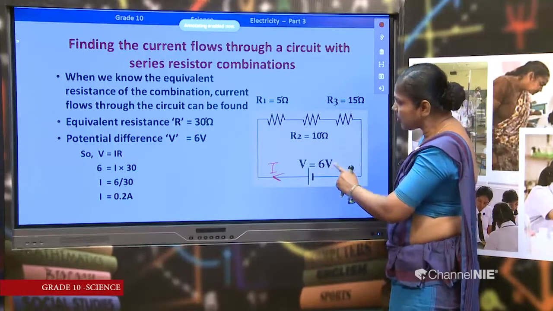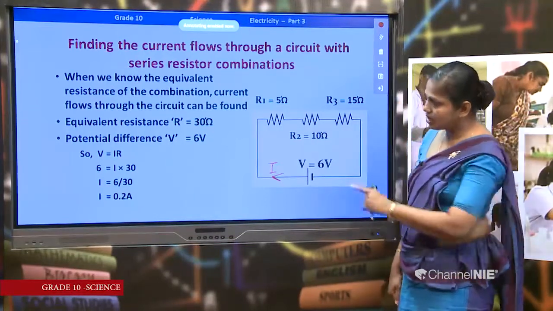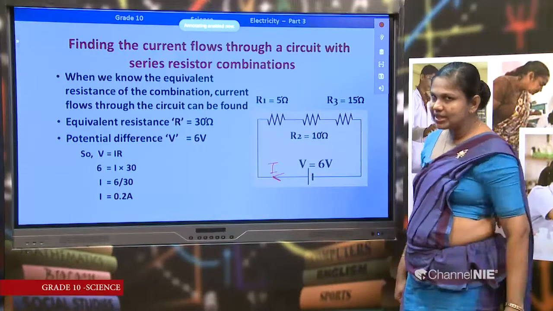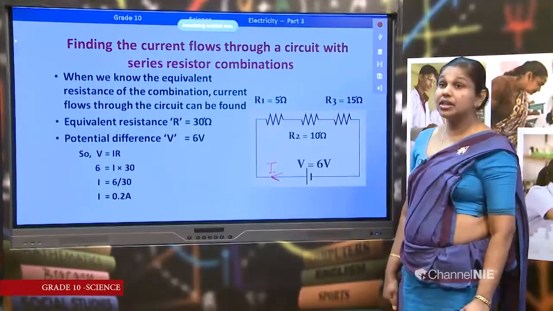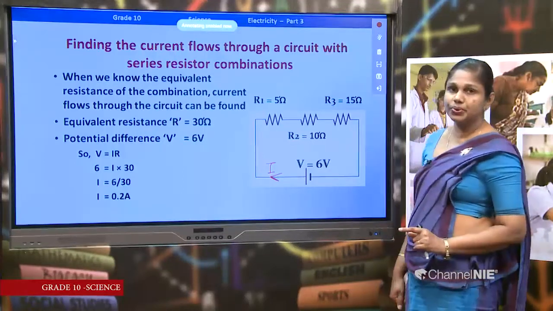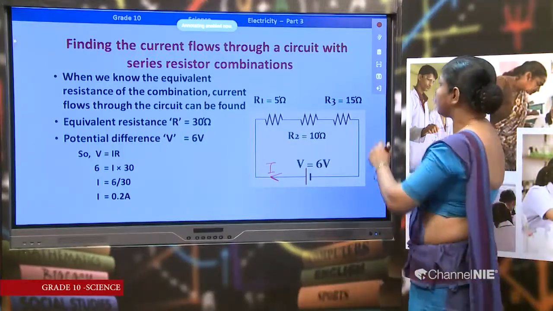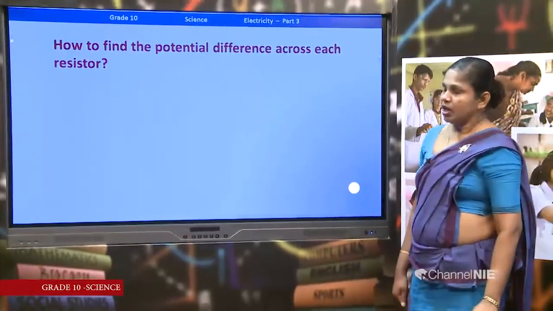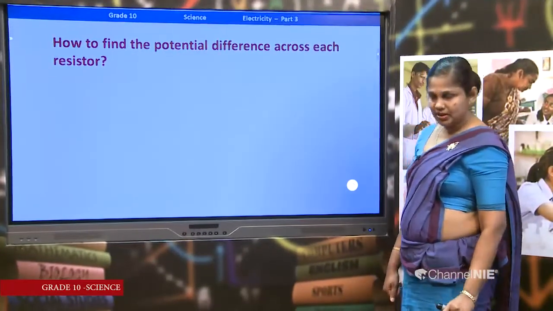Accordingly, the total current through this circuit, children, see, when I is isolated, we get 0.2. That is the total current through the circuit. Right. Now, move to the next part, children.